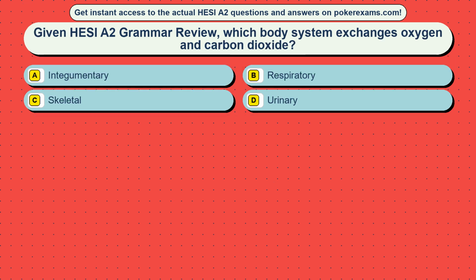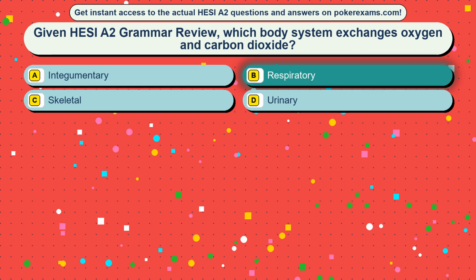Question 28. Given HESI A2 Grammar Review, which body system exchanges oxygen and carbon dioxide? Option A, integumentary. Option B, respiratory. Option C, skeletal. Option D, urinary. The correct answer is option B, respiratory.